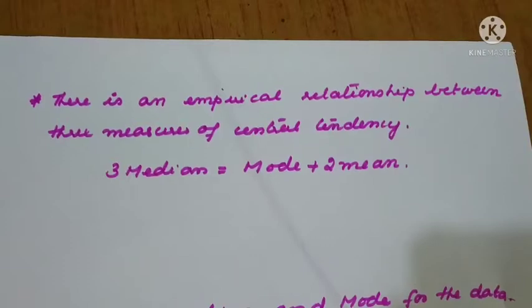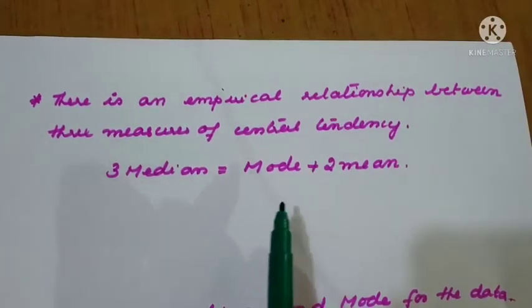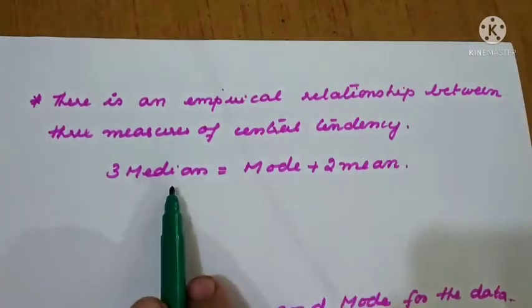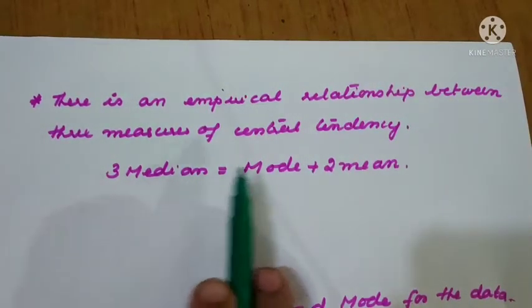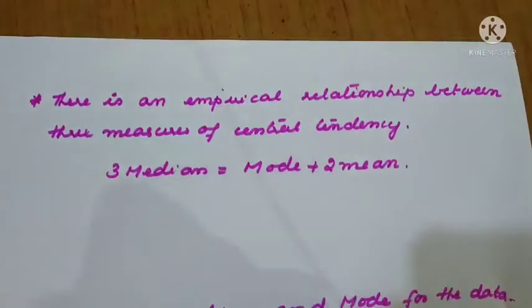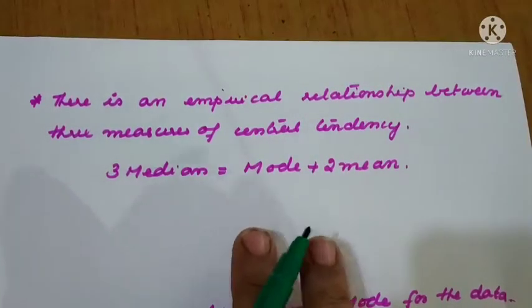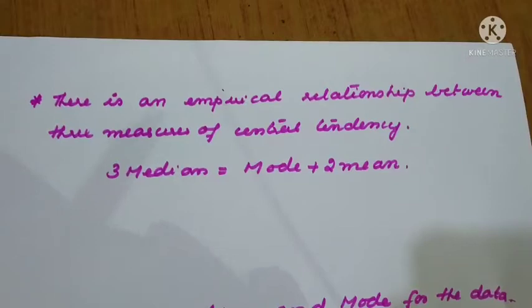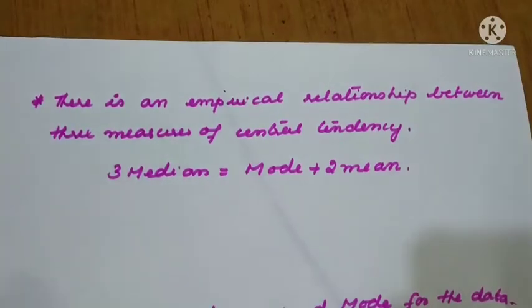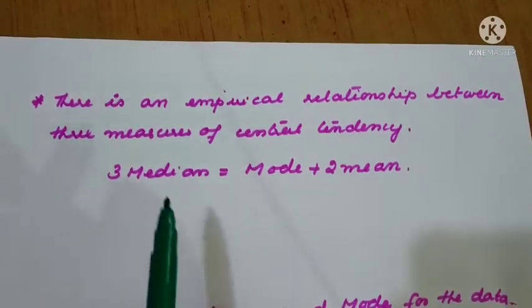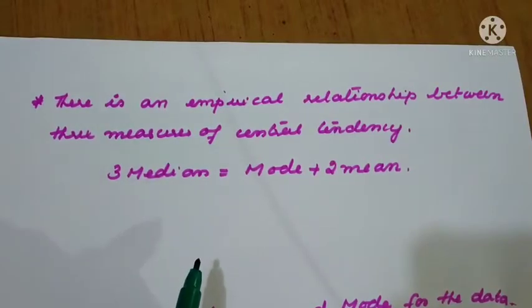While doing the experimental way, there is a formula derived that we can calculate 3 median equal to mode plus 2 mean. By using this one, if you know any two values, if you know mode and mean, then you can calculate median. If you know median and mode, then you can go for mean also. So that is why this is required, because sometimes the question will be asked for mean, median and mode for the data. So any two which is easy for you, you can calculate by using the formula. The third one we can calculate by using this empirical relationship.